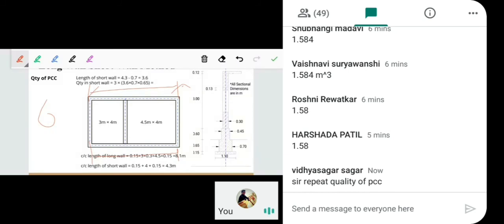So for each center to center line length, suppose for 4.1 you have 2, so the number of short walls for the 4.1 will be 2. Okay, so that way we are going to calculate the number of the short walls and the quantity of the PCC.